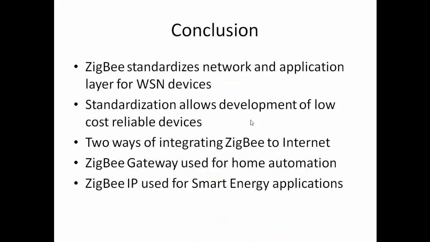So in conclusion, ZigBee standardizes the network and application layers for WSN devices. This standardization allows development of low-cost reliable devices. To connect to the internet, there are two ways. We can either use ZigBee Gateway or ZigBee IP. ZigBee Gateway is mainly used for home automation purposes, and currently ZigBee IP is being developed for smart energy applications.